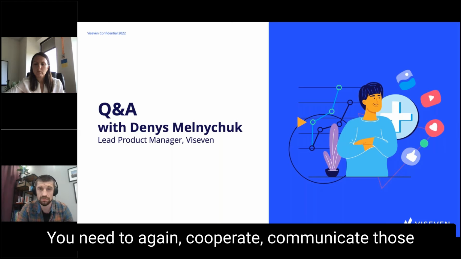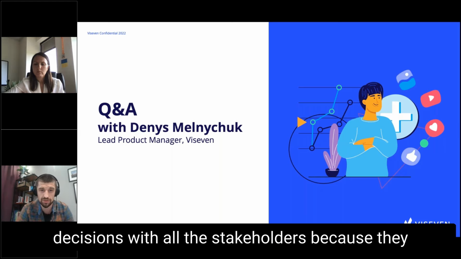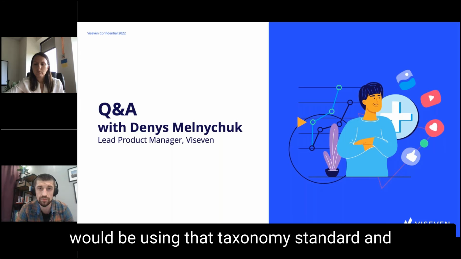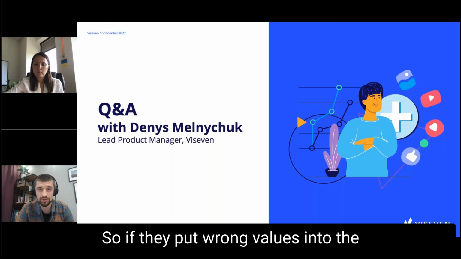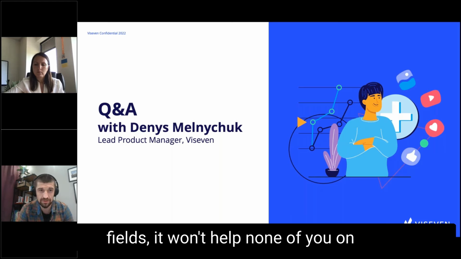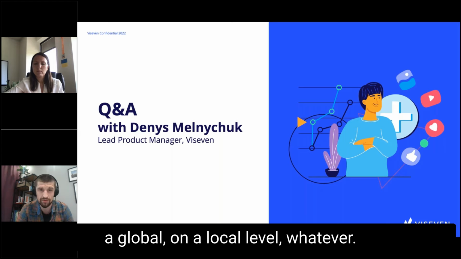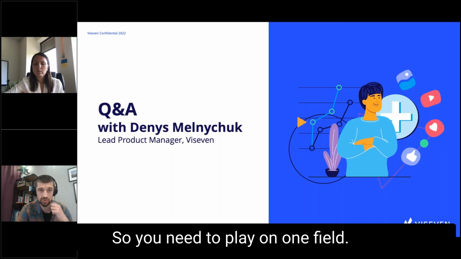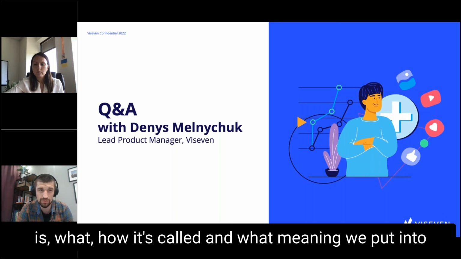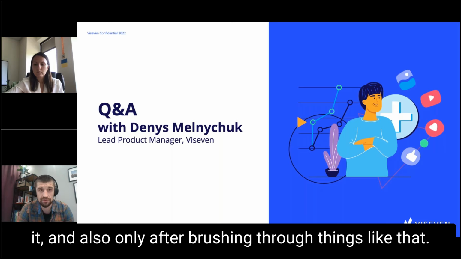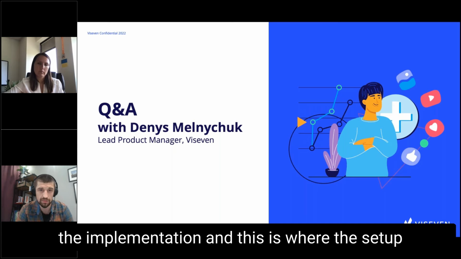You need to, again, communicate those decisions with all the stakeholders, because they would be using that taxonomy standard and they would be contributing to it. So if they put wrong values into the fields, it won't help any of you, on a global, on a local level, whatever, it won't work. So you need to play on one field, you need to follow the same rules in terms of what is what, how it's called, and what meaning we put into it. And also only after brushing through things like that, this is the point where you get to the implementation.